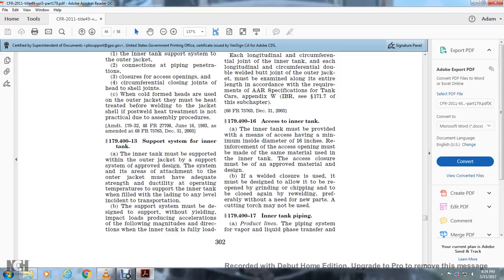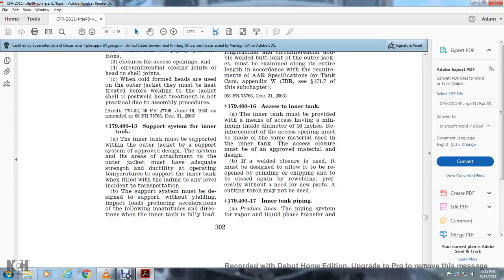179.416, access to the inner tank. The inner tank must be provided with a means of access having a minimum inside diameter of 16 inches. The reinforcement of the access opening must be made with the same material used for the inner tank. The access closure must be approved, with the material for the design. If a welded closure is used, it must be designed to allow it to be reopened. The grinding or chipping of the weld must be closed against rewelding, preferably without a need for new parts, and a cutting torch may not be used.